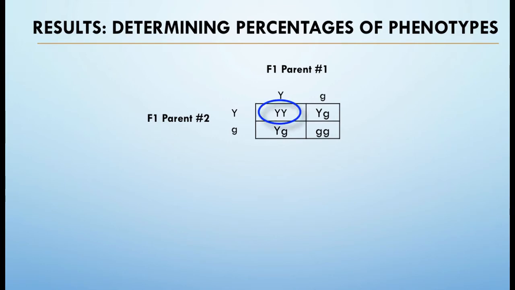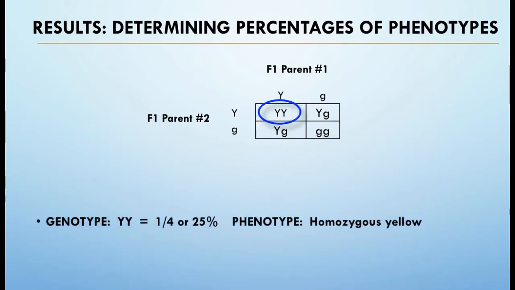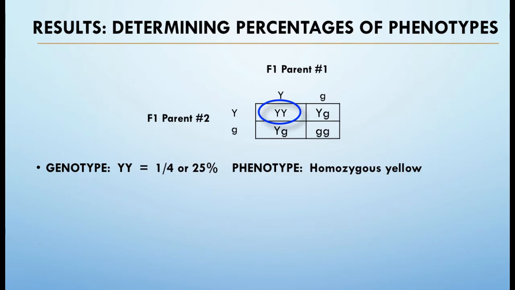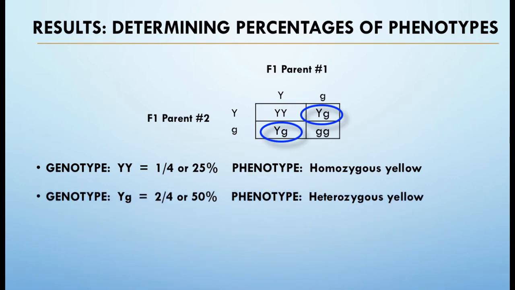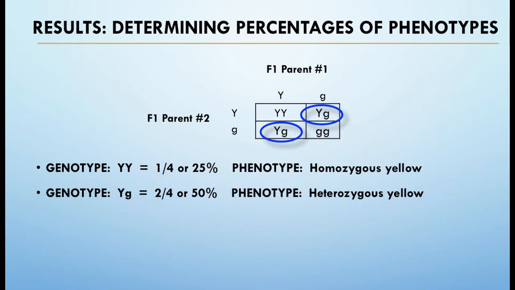Determine the percentages of phenotypes, which is the physical expression of the trait. We have 1 square out of the 4 squares with the genotype of YY. This means that 1/4 or 25% of the offspring will display the dominant homozygous phenotype for yellow skin color. We have 2 out of 4 squares with the genotype of Yg. This means that 1/2 or 50% of the offspring will display the dominant phenotype of yellow skin color, but are heterozygous since they carry the green allele.